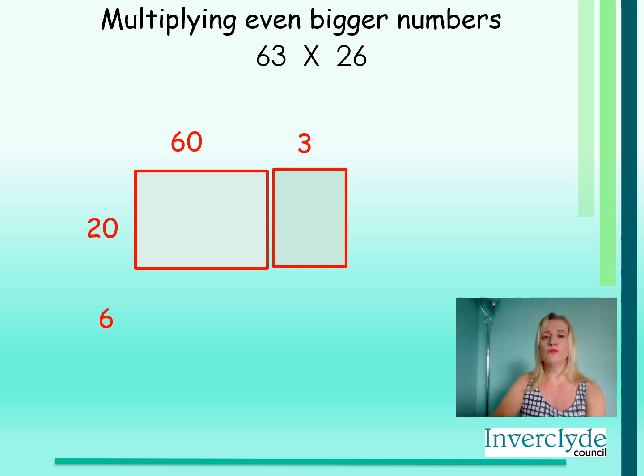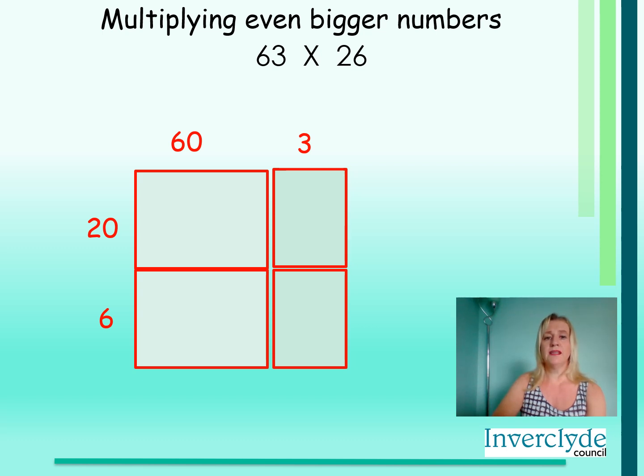I'm going to draw 2 more boxes where I can record my answer. Now I'm ready to multiply each of the different numbers. 20 times 60 is 1,200. 20 times 3 is 60. 6 times 60 is 360. And 6 times 3 is 18.